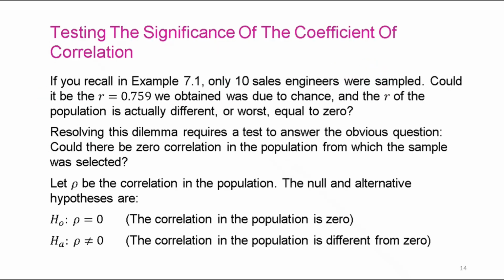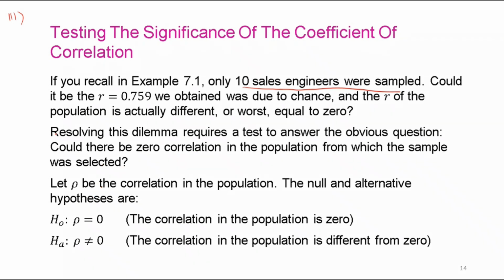We continue with testing the significance of the coefficient of correlation. So this is the last thing to measure the strength. Okay, so if you recall in example 7.1, only 10 sales engineers were sampled. So our sample size is small, too small. So we need to do hypothesis testing. So that's why we need to write down all the 5 steps that we have learned.